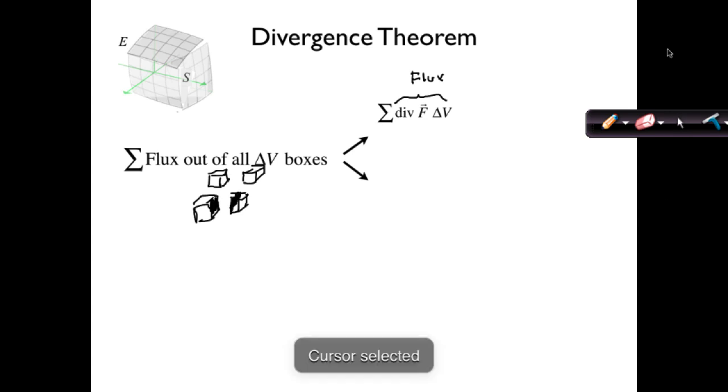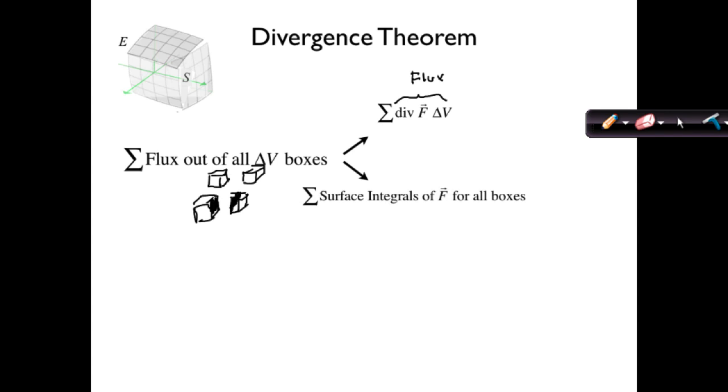Nothing to do with divergence. That's what we've been doing, right? Calculating the flux out of a closed surface. Surface integral, right? So the sum of the surface integrals for all the boxes is going to have that canceling effect on all the shared sides. And what's left, the sides that don't have shared sides, is S, right? It's going to be the flux out of S, the boundary of the whole thing.